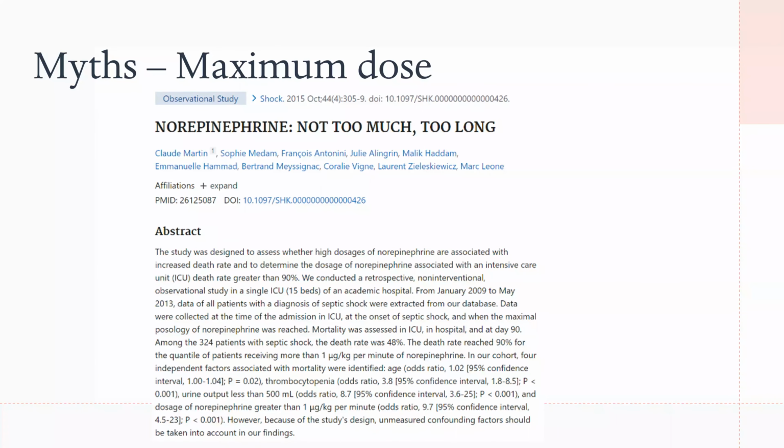Let's look at some myths. I think the most important thing now, just remember this, is we'll discuss what literature says, but go on what your local guidelines show. Okay, so discuss this with your consultant.